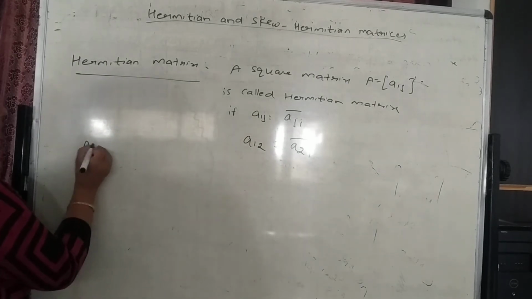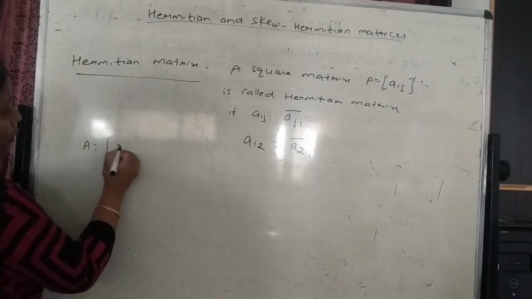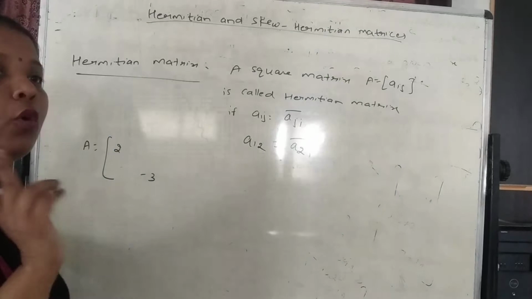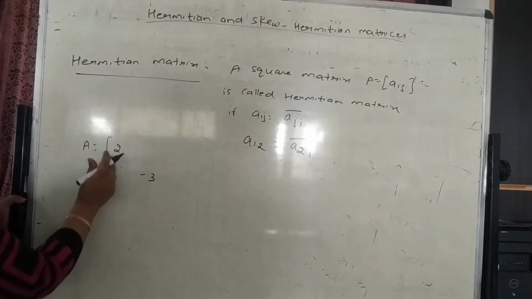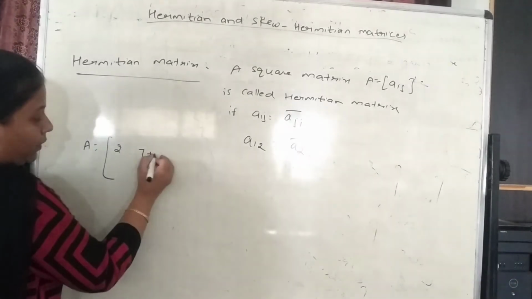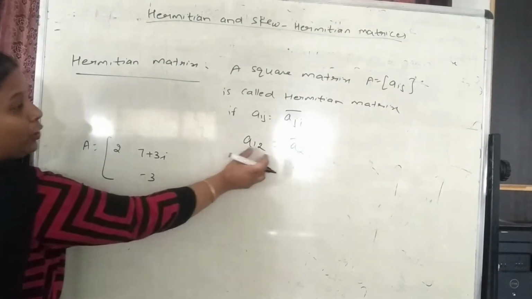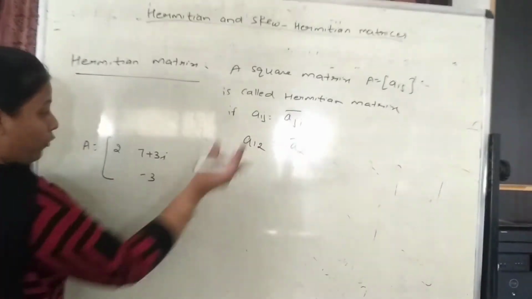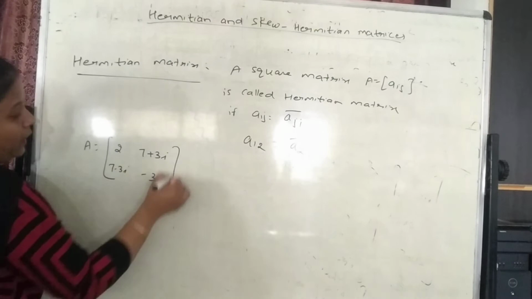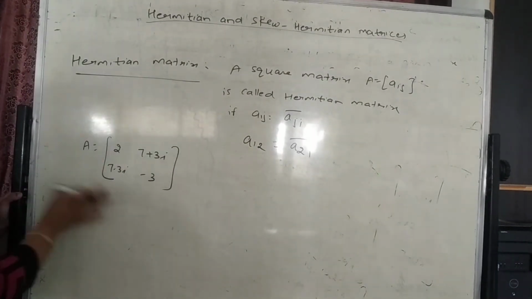Let us take an example A. Firstly, we take a 2 cross 2 order matrix, 2, minus 3. In a Hermitian matrix, the diagonal elements should always be real. So we have taken the diagonal elements real. Here I have taken the element 7 plus 3 iota. So here A12 should be equal to A21, but by its conjugate, it will become 7 minus 3 iota. This is the matrix A. This is an example of a Hermitian matrix.